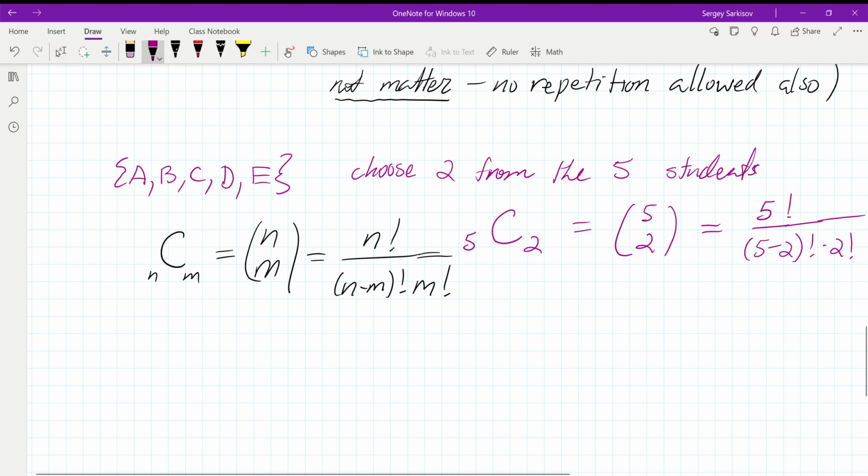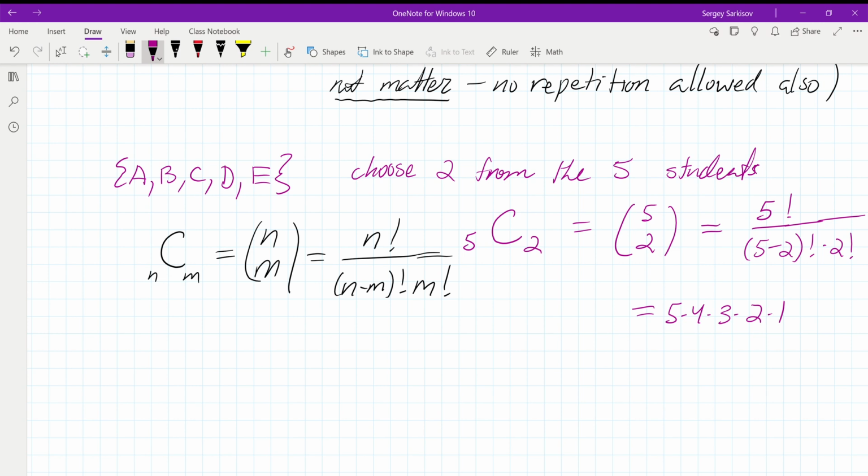Why is this actually equal to what it is? So 5 factorial, 5 times 4 times 3 times 2 times 1. We're trying to count how many groups of 2, how many possible pairs of students are there? Maybe A and C, maybe B and E, maybe B and C, maybe C and A, but no, C and A is A and C, so you don't want to repeat that, right?